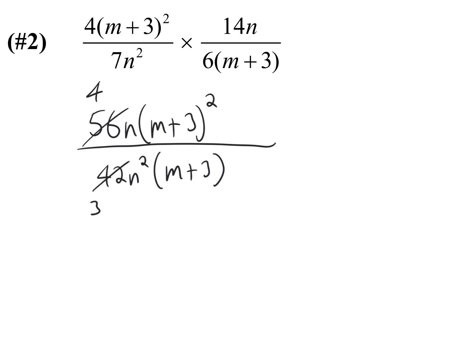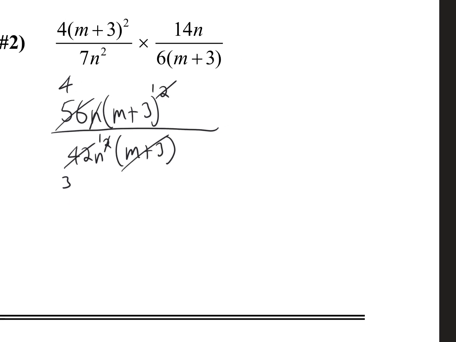How many n's are going to cancel? Well, we have 1 on top, 2 on the bottom. We're going to cancel the smaller one, which is n to the first. Take away 1 from the bottom. How many m plus 3's are going to cancel? Well, we have 1 down here, we have 2 up here, so I'm just going to cross that out, and now I have m plus 3 to the first power up here.